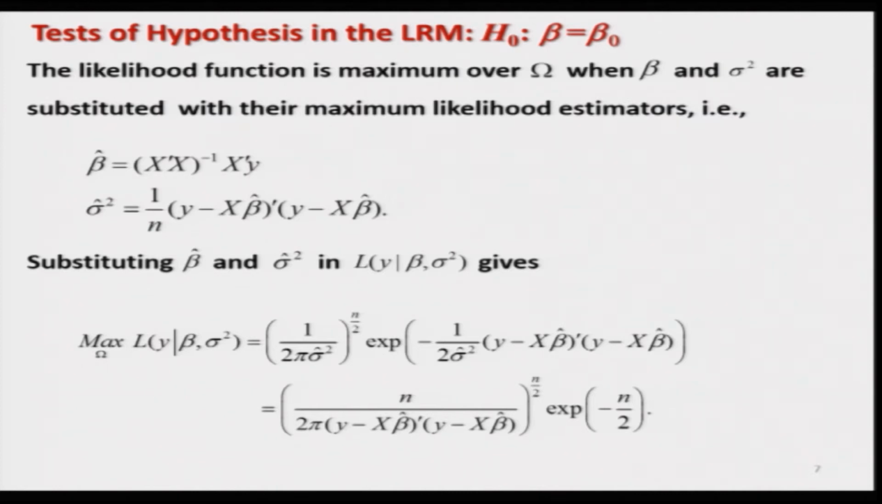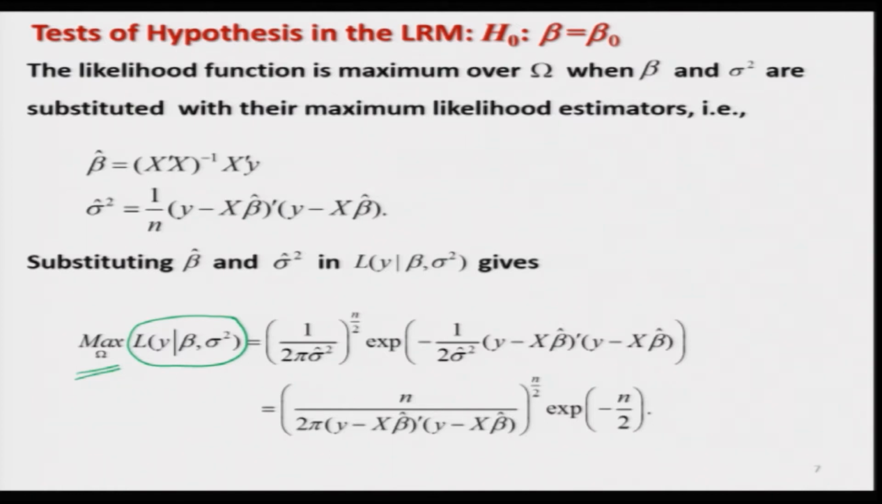So, now first I try to find out the maximum value of the likelihood function under capital omega. That is the first step in the likelihood ratio test statistic. I am writing here the likelihood function, and then I am trying to find out its maximum value over the whole parametric space omega.